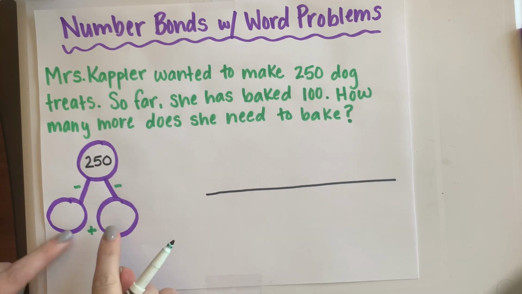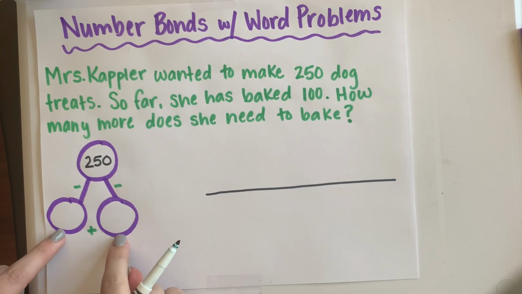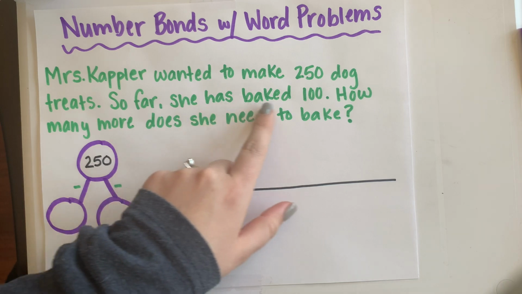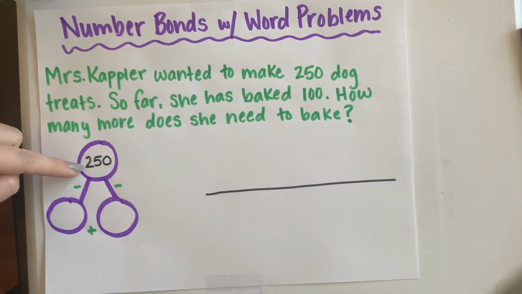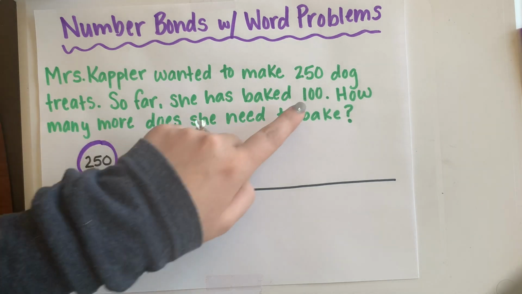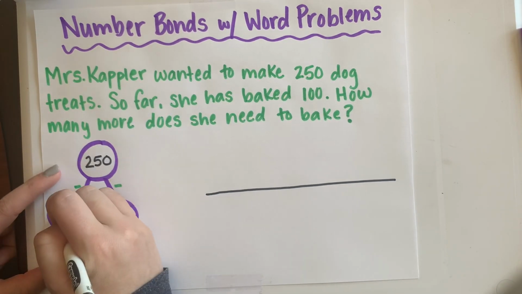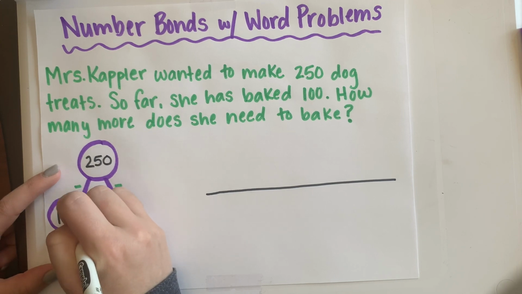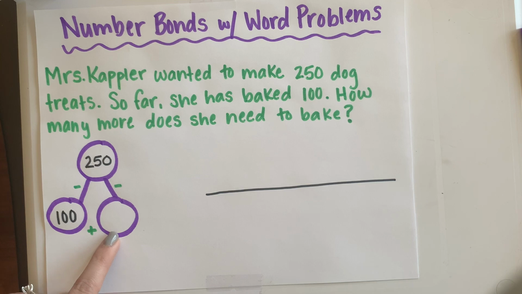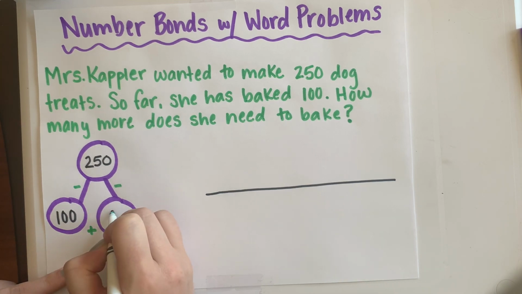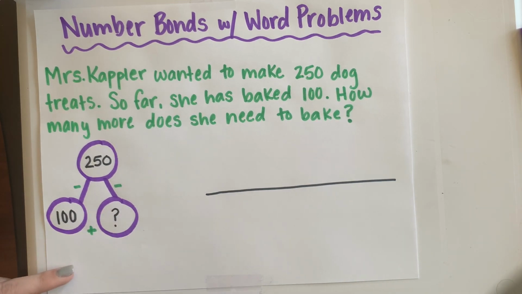And now I need to think about if I know any of my partners. So far, she has baked 100. Oh my goodness, there it is. I know that part of this 250 dog treats has already been made. I know that 100 have been made. So I'm gonna put 100 right here. And then it asked, how many more does she need to bake? It didn't tell me my other partner, so I'm gonna put a question mark right here. But I know that I have my total and I have one partner.